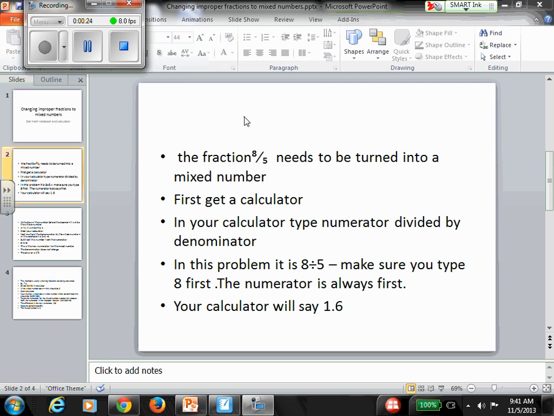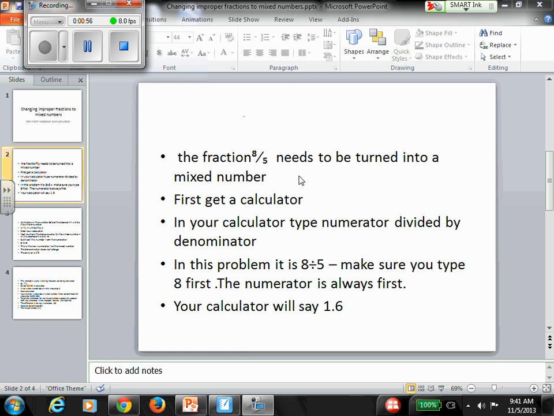Let's say that you have the fraction 8/5. And this needs to be turned into a mixed number. Remember, a mixed number is when you combine a whole number with a fraction. So I want you to get out your calculator, and I'm going to show you how to do this no matter if you know how to divide the numbers or if you don't. You can always get the right answer with your calculator. In your calculator, type the numerator divided by the denominator.